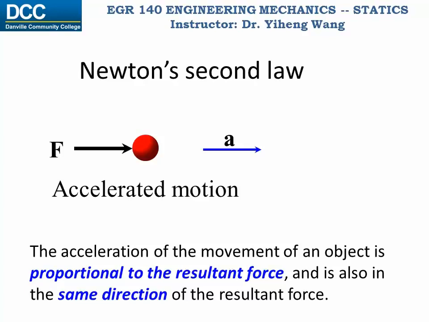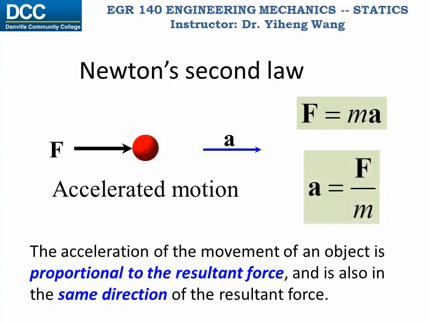As a result, the acceleration of the object will be proportional to the resultant force, and this is summarized in this equation, F equals ma, where m represents the mass of the object, a is acceleration, and F is the force. We can also rewrite this equation into the form that a equals F over m.